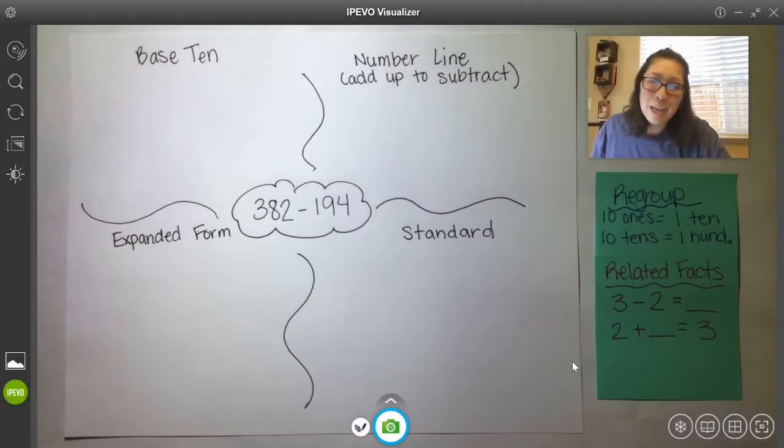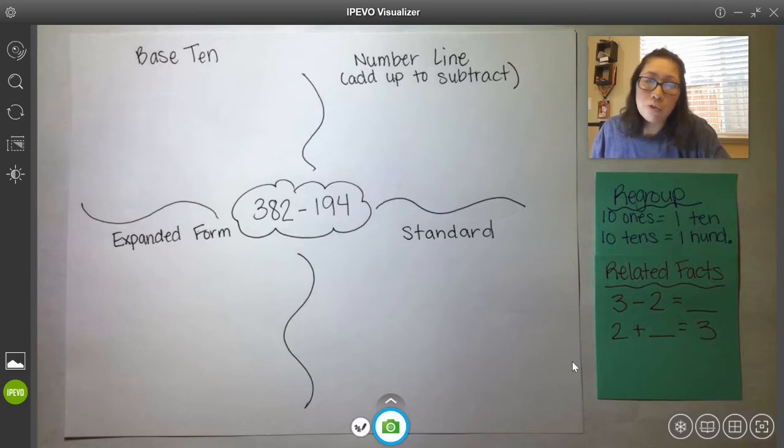This is Mrs. Tanaleon here, and in today's lesson, I'm going to show you how to subtract three-digit numbers with regrouping. Now, before we get started, I want to remind you what regrouping means. Regrouping is when we bundle up groups of 10. For example, 10 ones is the same as having 1 ten, and 10 tens is the same as having 100.